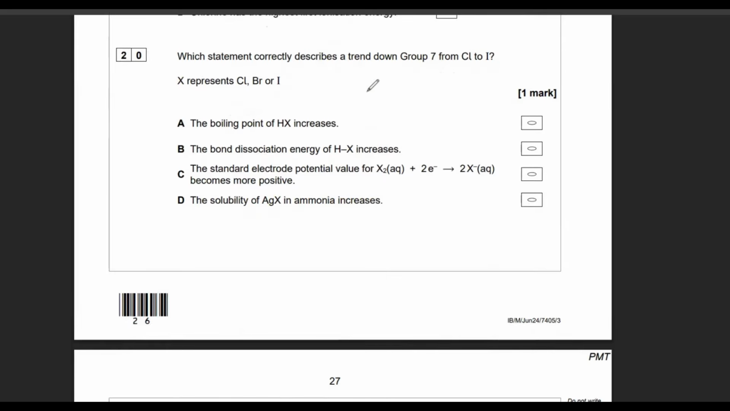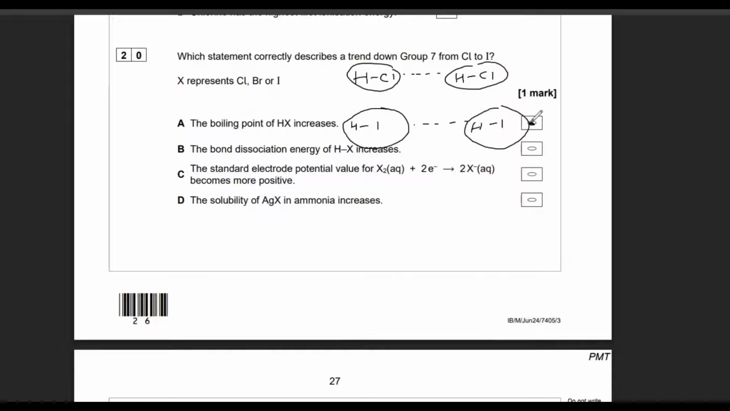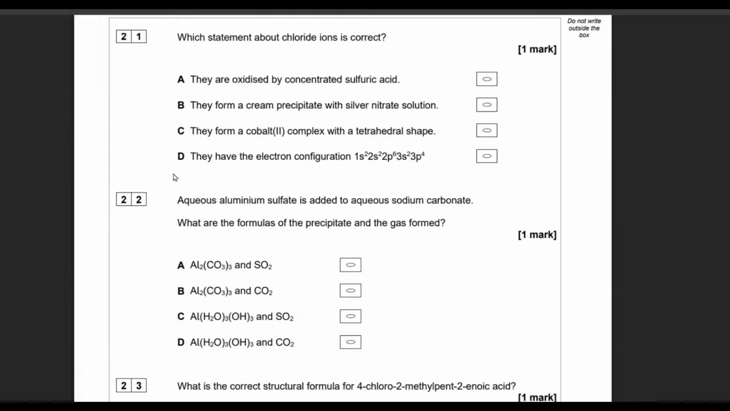Okay, the boiling point of HX increases. Oh, that's pretty easy, right? The X is a halide, so it could be HCl, HBr, HI, HF, whatever astatine is, AT, isn't it? Yeah, so they basically get bigger, don't they? And so the hydrogen halides get bigger. So Van der Waals forces or London forces, whatever you want to call them, are going to increase with the size of the electron cloud. So yeah, A is the true one there. We don't need to worry about any of the others. Obviously, bond dissociation energy decreases, doesn't increase.